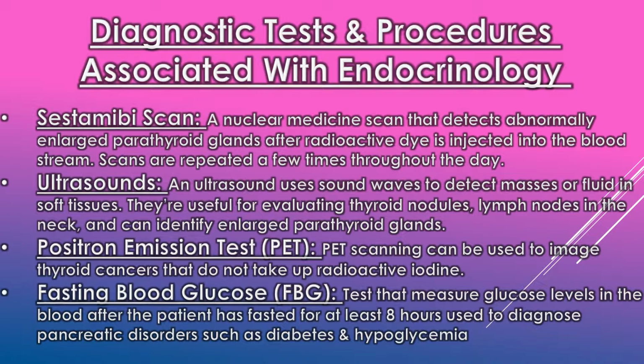It's also used for us females when we are pregnant, which is to either identify the baby or make sure the baby is developing correctly. Back on topic, the next one is positron emission tomography, also known as PET scanning. The PET scanning can be used to image thyroid cancers that do not take up radioactive iodine.